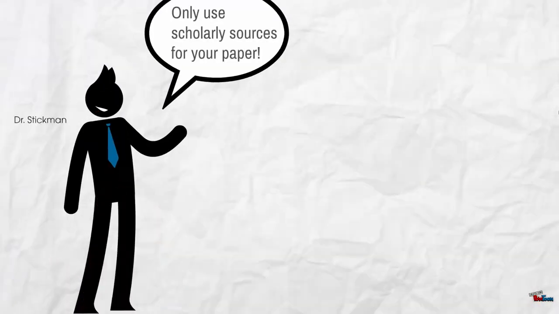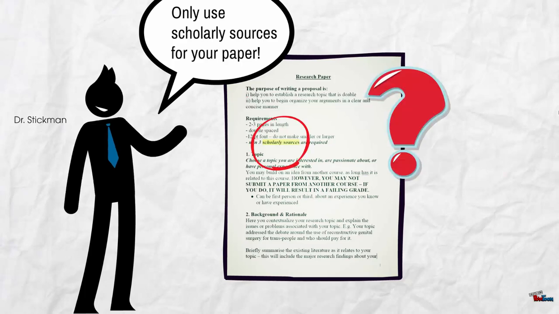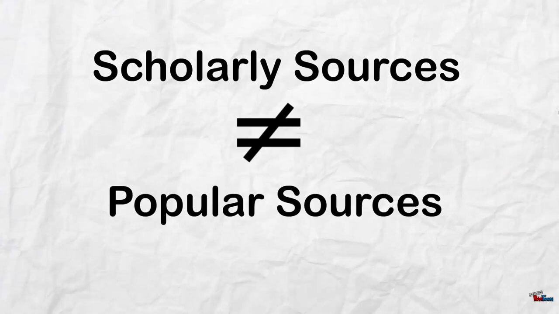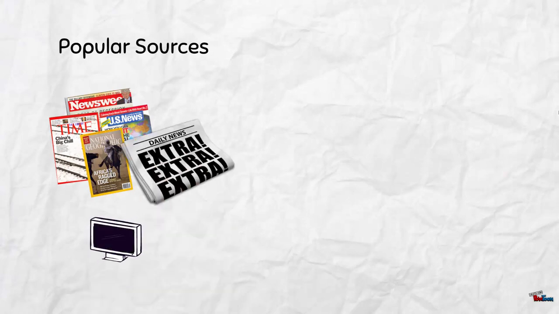So, your professor told you that you need to use scholarly sources for your research assignment, but what does it mean? First of all, scholarly sources are different from popular sources. You're probably more familiar with popular sources like magazines and newspapers. These resources are readily available and can be consumed in quick doses.